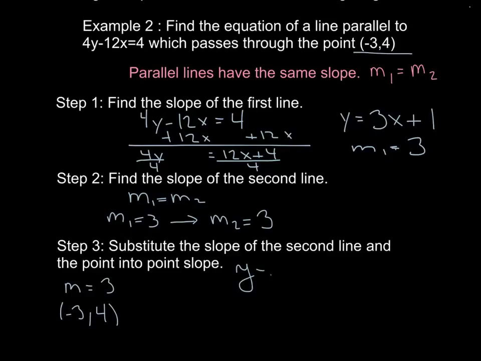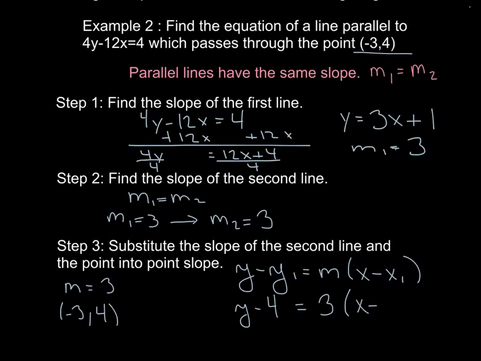We're going to write down y minus y1 is equal to m times x minus x1 here. And we're just going to substitute in now. So y minus y1, which is 4, is equal to m, which is 3, times x minus -3. So remember, it's a double negative here, minus -3. That's very important.